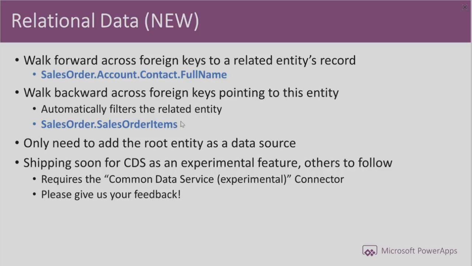Similarly, on reverse one-to-manys, sales order.salesorderlines, or sales order items, that comes in as a collection of items, as a subtable. So this gives me the filtered list of the sales order items for a sales order automatically. And all I had to do was bring in the sales order entity. I didn't have to do anything more than that. And I could just start writing these expressions.